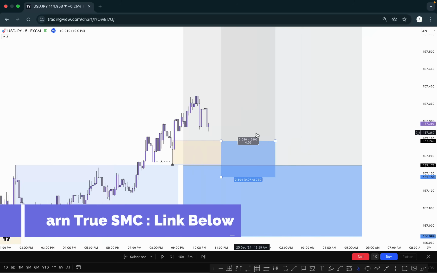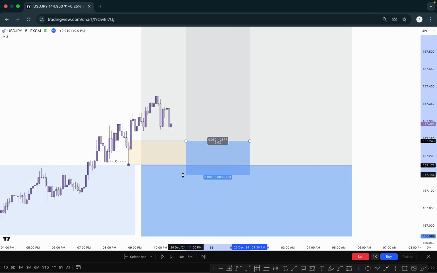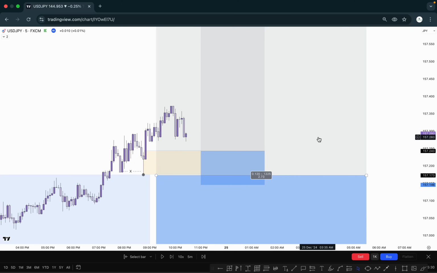But in these two entries, you can see in the first one you will get 2.7 R, and in the next entry you will get almost 5 R, right? So that is the difference in risk reward using different time frames: a higher time frame gives a lower risk reward. In a lower time frame you will get a higher risk reward, but the probability of mitigation and the stop loss will be different, because in a higher time frame the probability of mitigation is higher compared to the lower time frame.